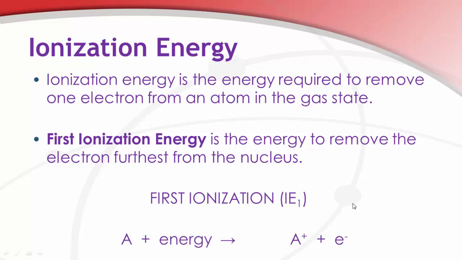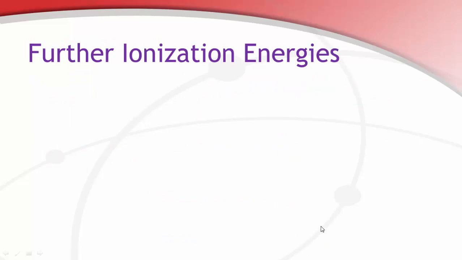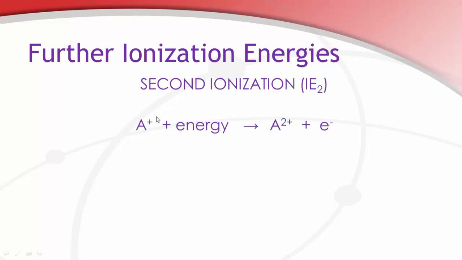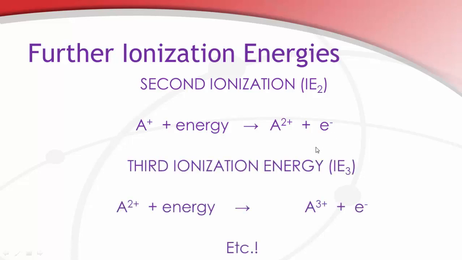And there's a formula for this first ionization. The atom plus energy goes to the cation plus an electron. But we can continue ionizing these further. So there's a second ionization energy in which the cation is hit with more energy and kicks off another electron. Third ionization energy, etc.